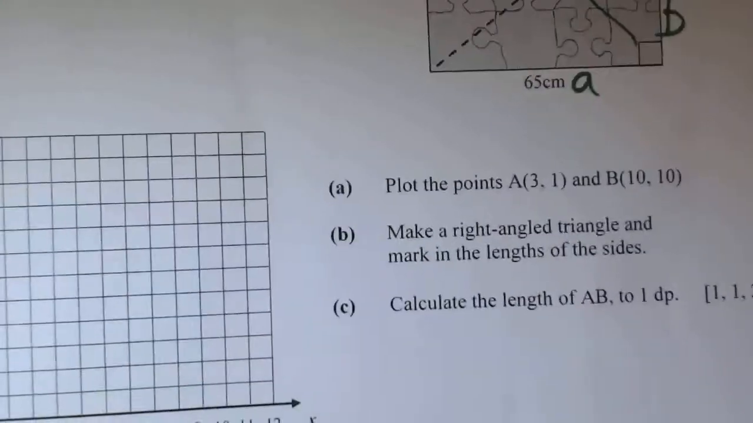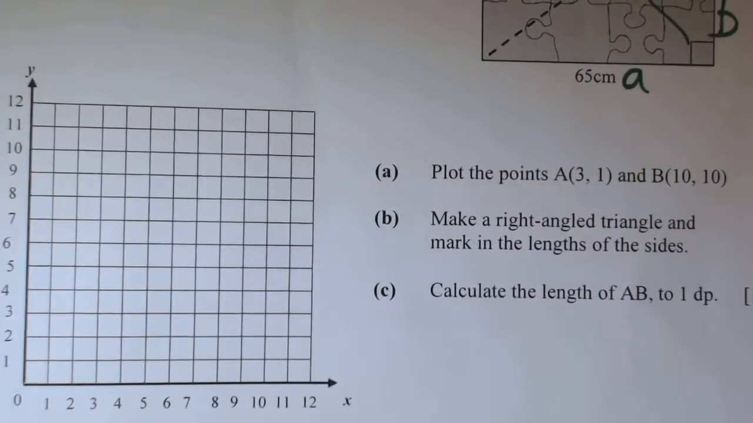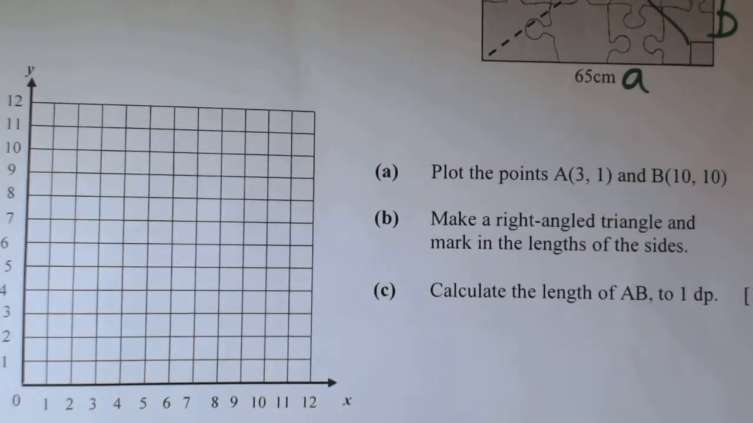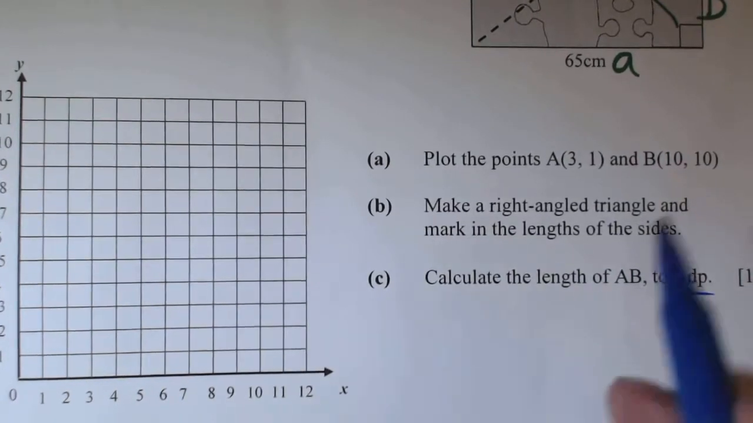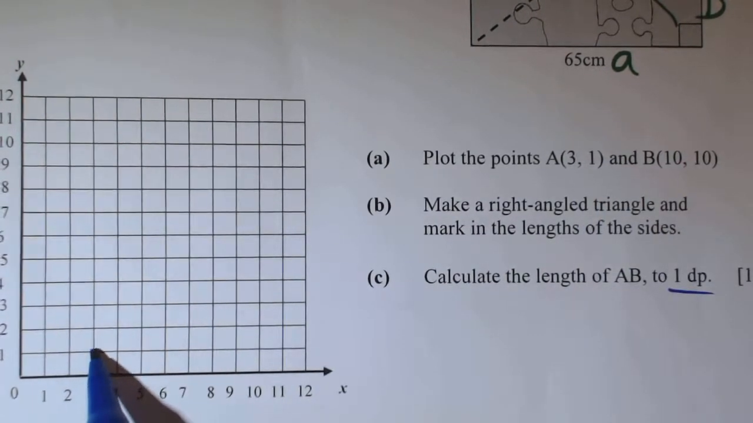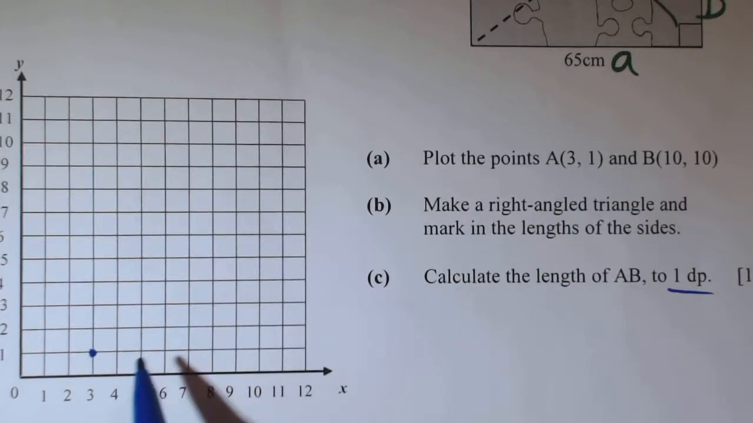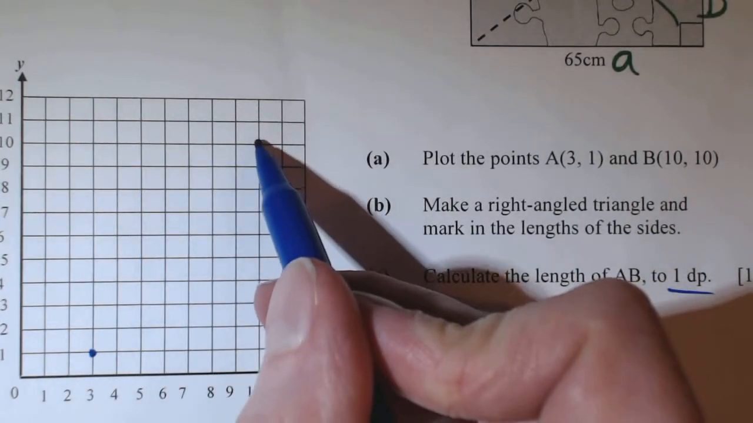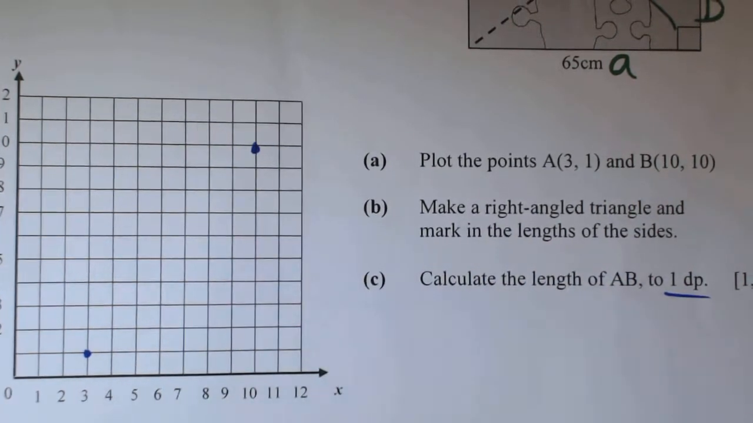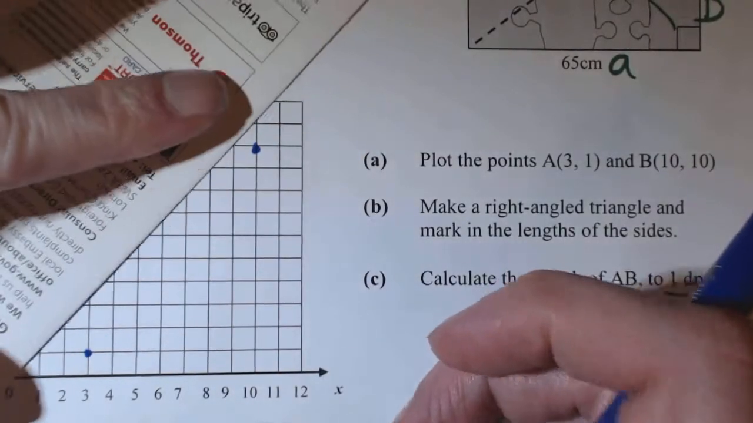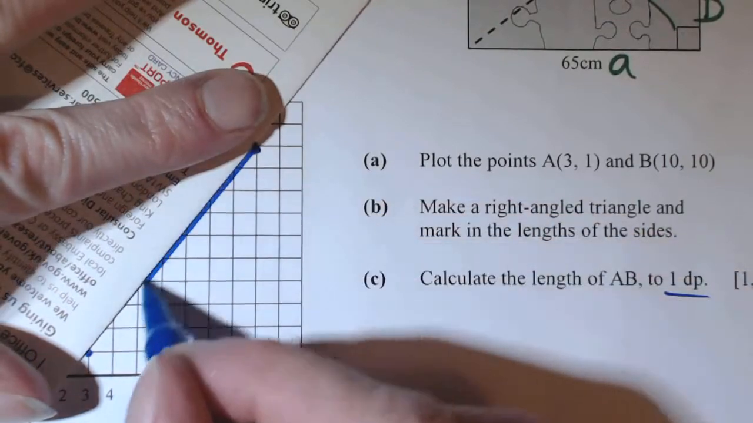Right, next one's actually not too bad, it's just asking you to calculate from placing coordinates in this graph, and it's to 1 decimal place. Okay, so what we'll do is start just plotting these out. Okay, so A is 3, 1, B is 10, 10. And we're wanting to actually calculate this length, so I'll try and get something as a ruler. Okay, so we want to actually calculate this.